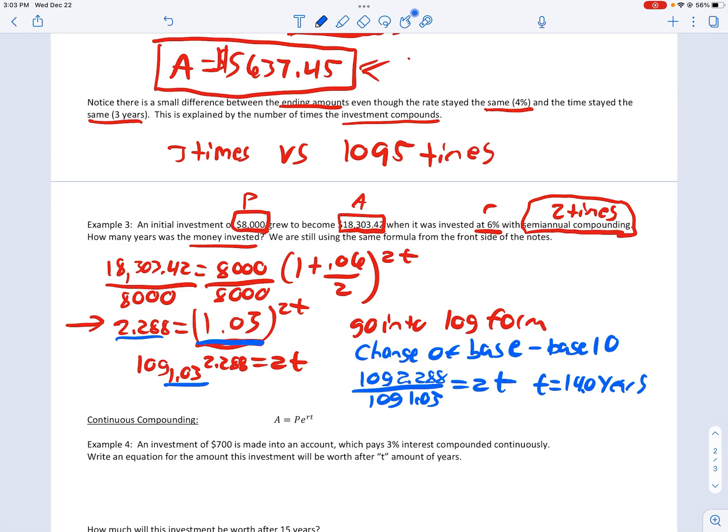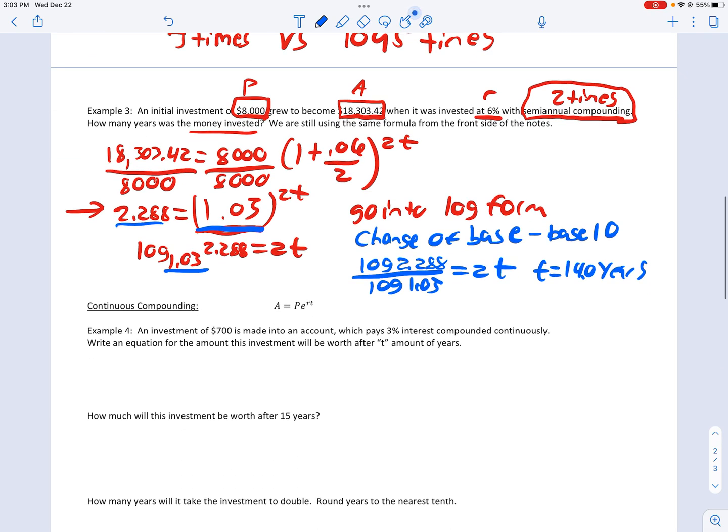So log of 2.88, divided by log of 1.03. Then divide that by 2 and you get 14. So pause the video and do that right now. Okay, so hopefully again you got 14 years.